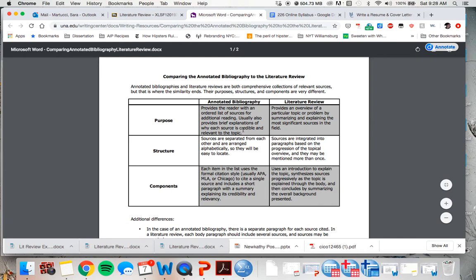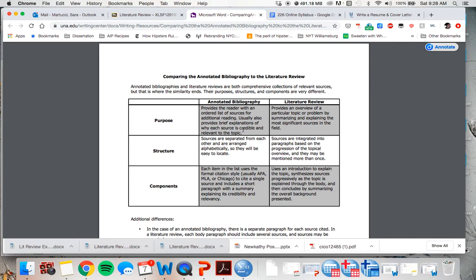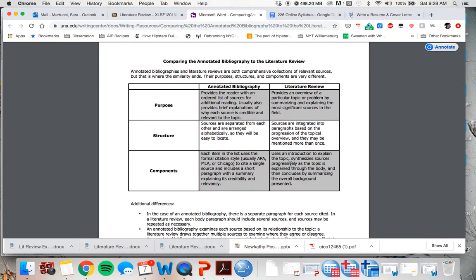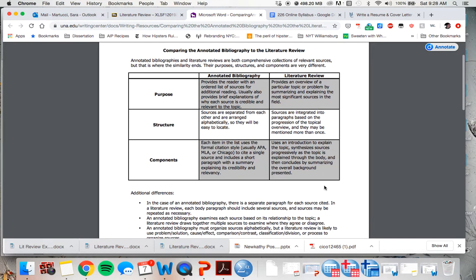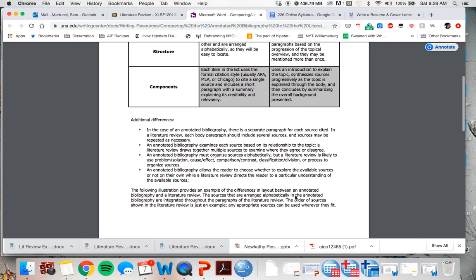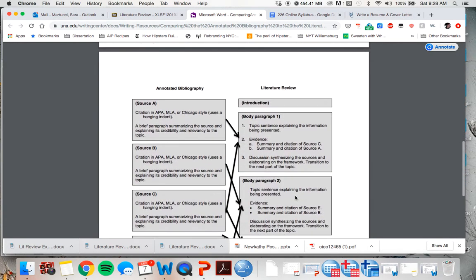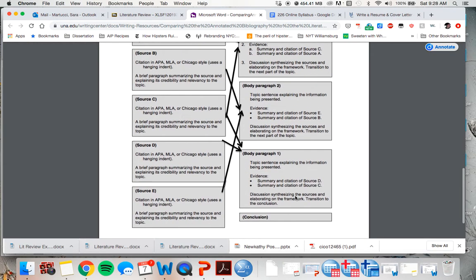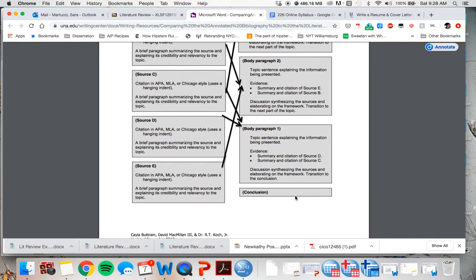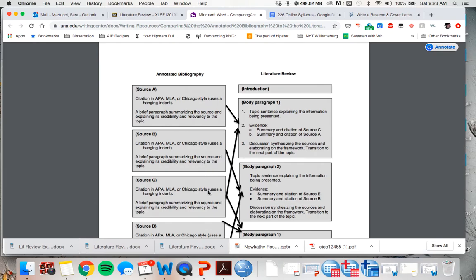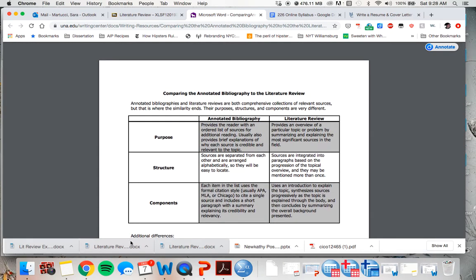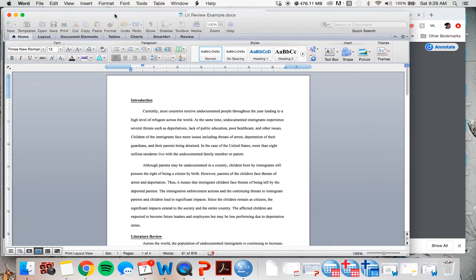right? So the annotated bibliography is a list of sources. The literature review is more of an overview of all of the sources together. The structure, the sources are separated in the annotated bibliography. In the literature review, it's integrated, right? It's more of an essay. And then in the literature review, you use an introduction to explain the topic and conclude by summarizing. And our conclusion will be a little bit different as well. So there's lots of good information here on how to sort of go from being an annotated bibliography to a literature review. Don't get too caught up in this. Focus more on the outline and the example that I've posted for you. So here's the example.